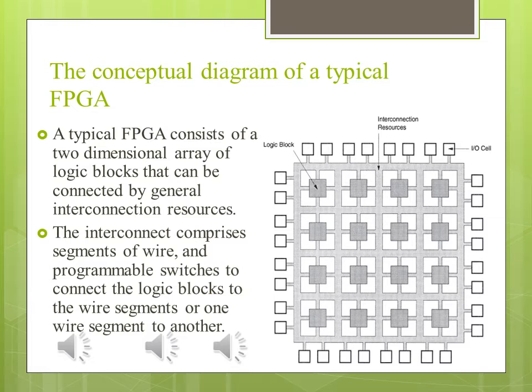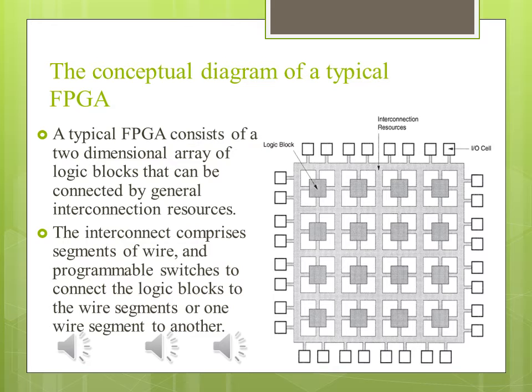The conceptual diagram of a typical FPGA. A typical FPGA consists of a two-dimensional array of logic blocks that can be connected by general interconnection resources. The interconnect comprises segments of wire and programmable switches to connect the logic blocks to the wire segments, or one wire segment to another.